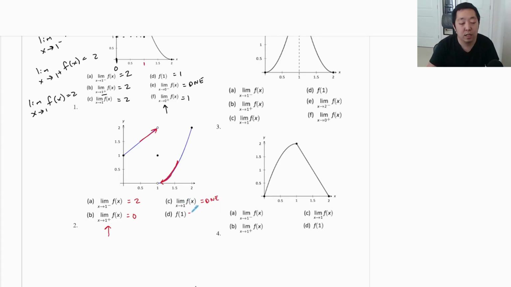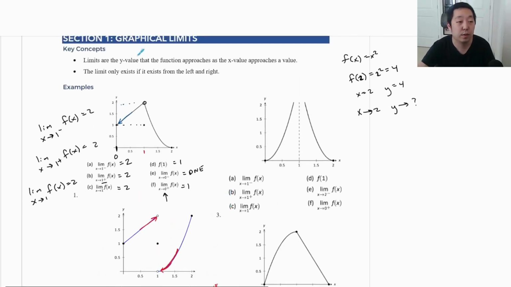Okay? And then f of 1 is different. F of 1 is the value of the function at 1, which in this case is 1. Okay? Let's look at number 3 here.